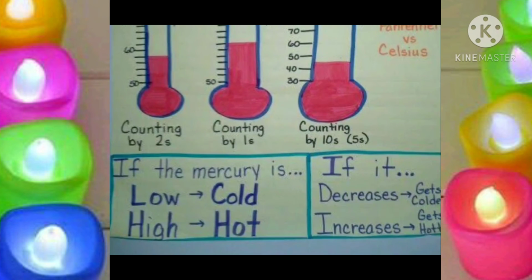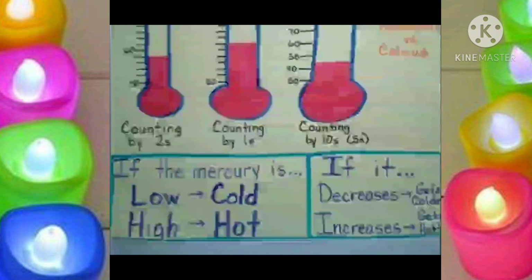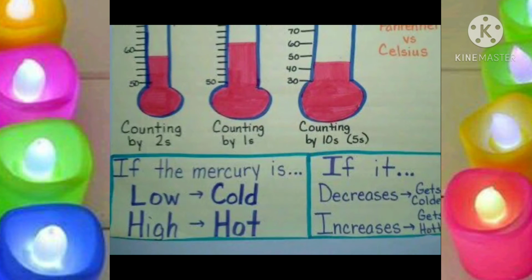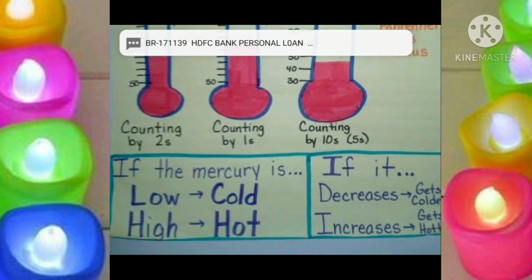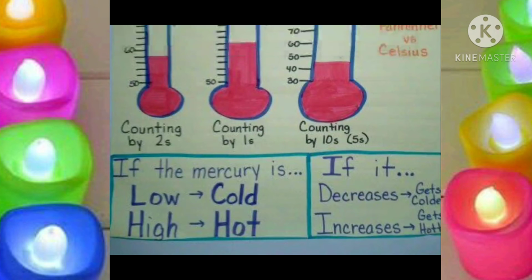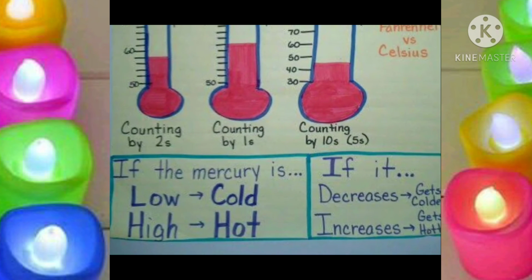I told you, if the mercury is at a lower place, then the temperature is low, and if the mercury is at a higher place, then it is hot. When the mercury level decreases, it gets colder. When the mercury level increases, it gets hotter.